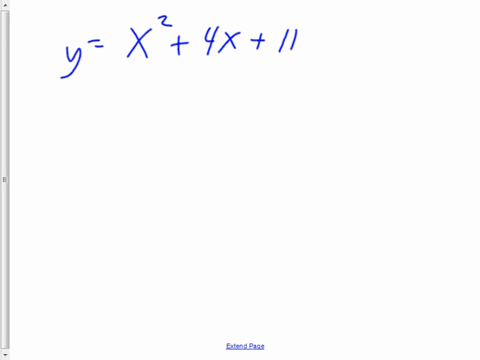Put a y equals and you have it. Put a y equals. So, well, you just have to put something together and you'll have it.